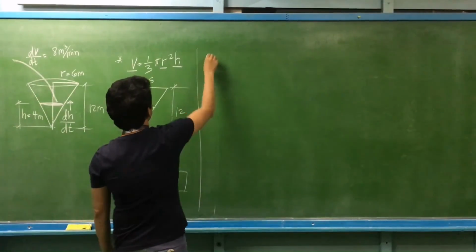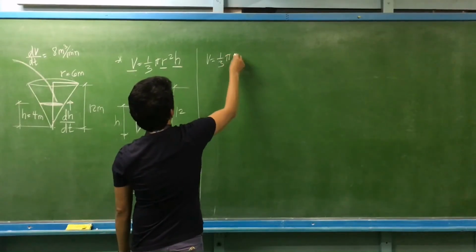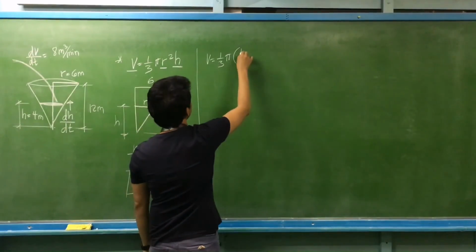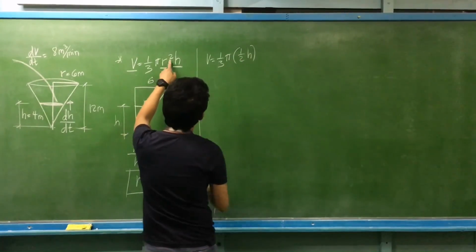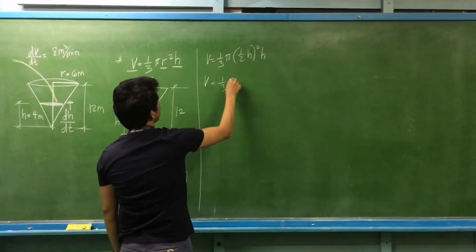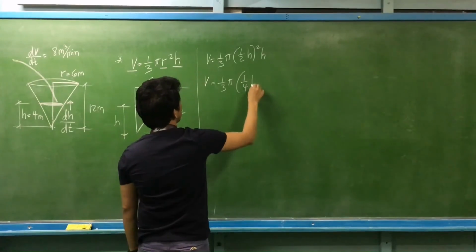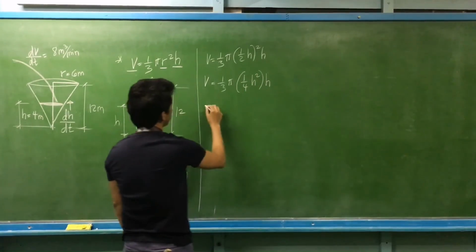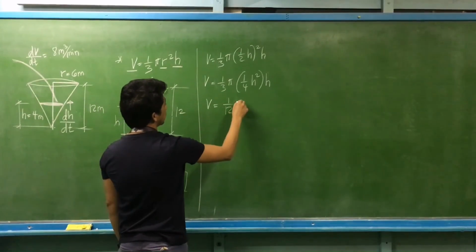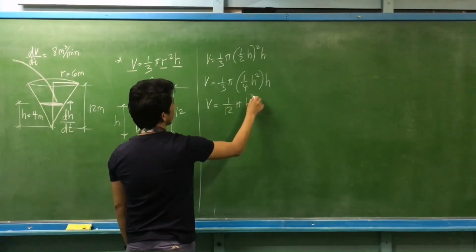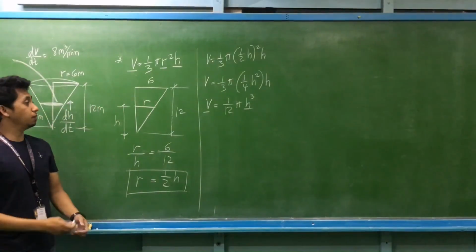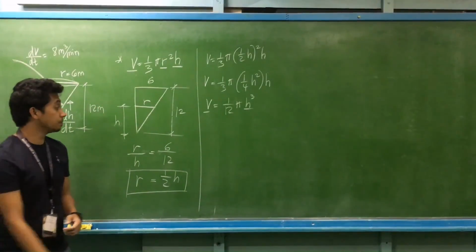So we have the volume is equal to 1/3 pi. What is the equivalent of the radius in terms of the height? That is equal to 1/2 of H. Take note, that is squared times H. So the volume is equal to 1/3 pi, this is the same as 1/4 H squared times H. Or simplifying further, we have 1/12 pi H raised to 3. So we have now one variable on the left side, one variable on the right side. We may now perform differentiation.